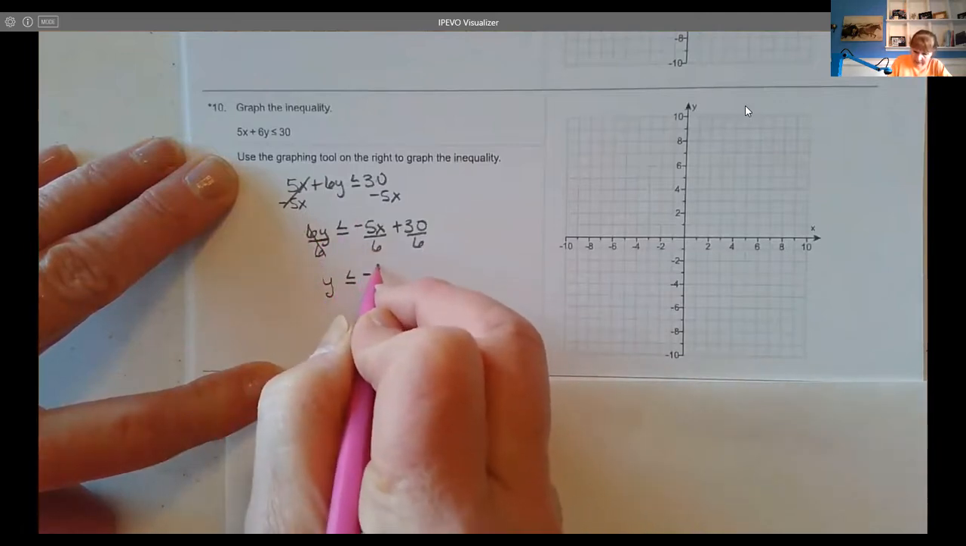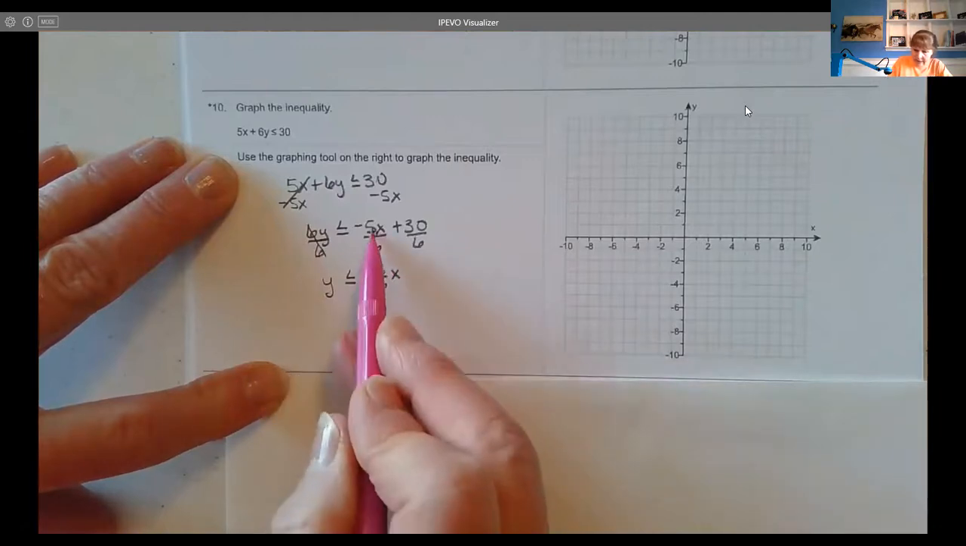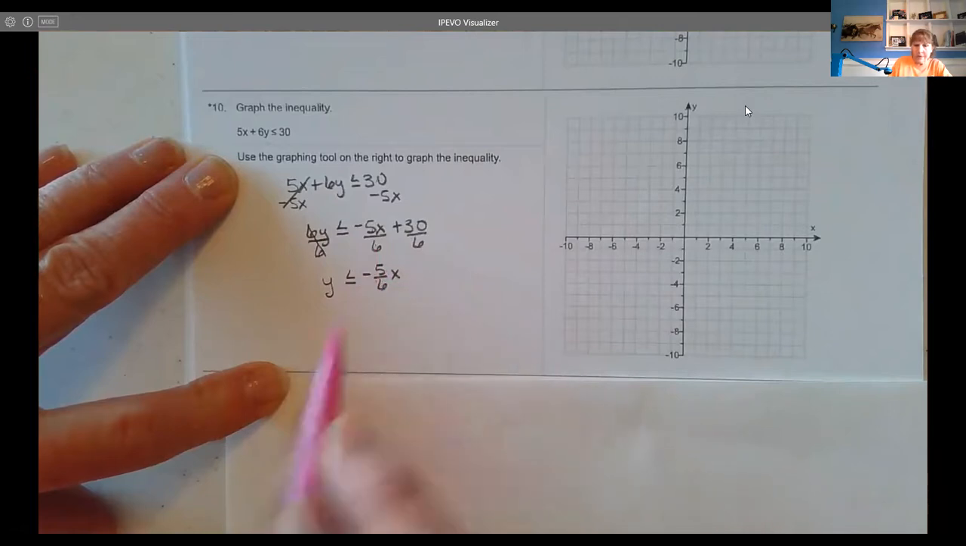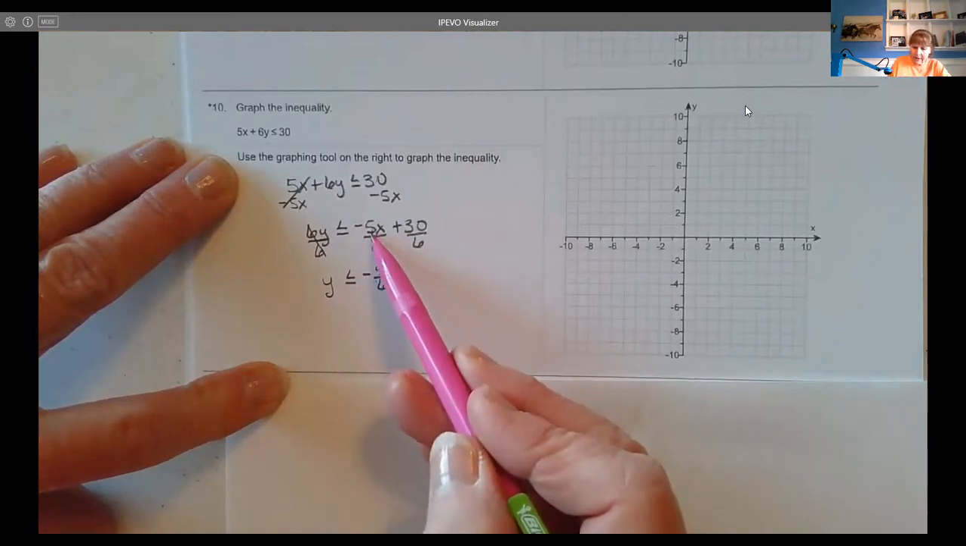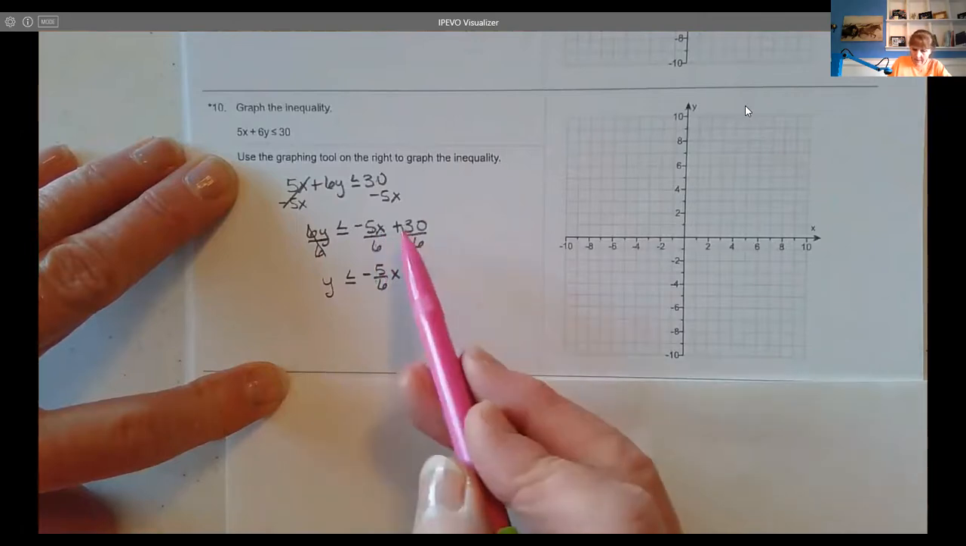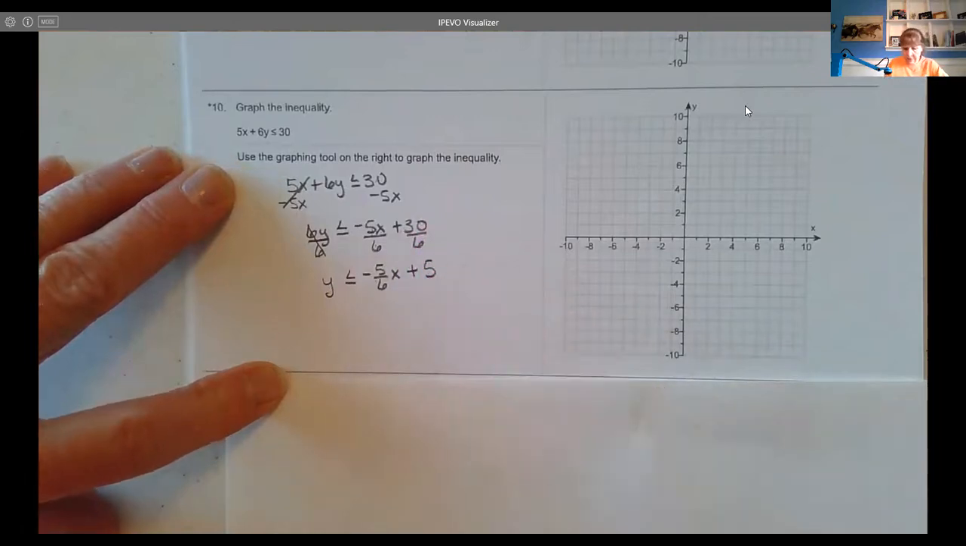We have a negative 5/6 x. So I'm writing this as a fraction in front because it represents our slope. It's not wrong to have a minus 5x over 6, but this looks better, so we know what our m is. Plus 5. So now we're ready to graph.